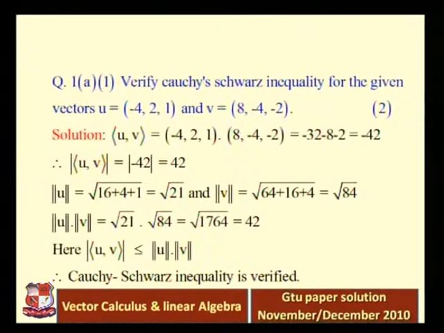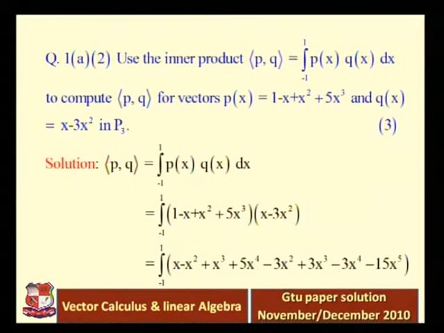Let's solve another example, question 1a, second part. Use the inner product pq, that is defined equal to integration from -1 to 1 of px times qx dx, to compute the inner product pq for the vectors px is equal to 1 minus x plus x square plus 5x cube, and qx is equal to x minus 3x square in P3.